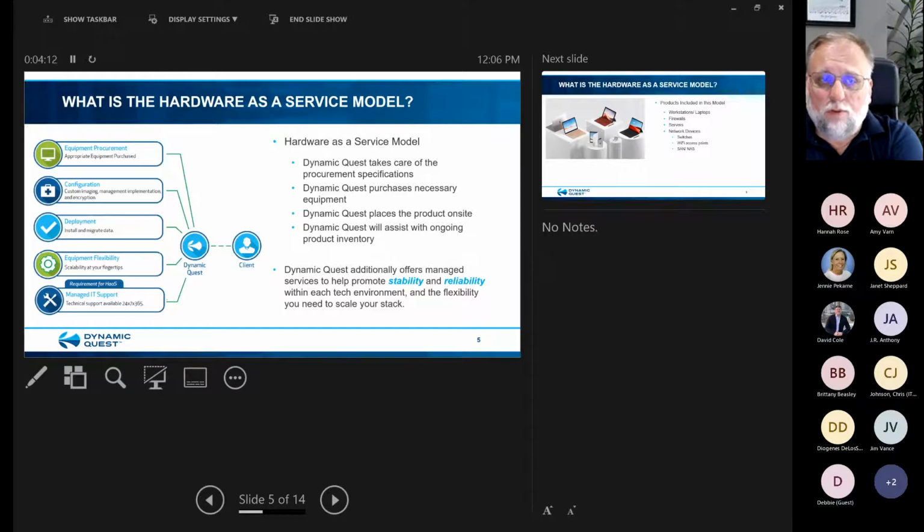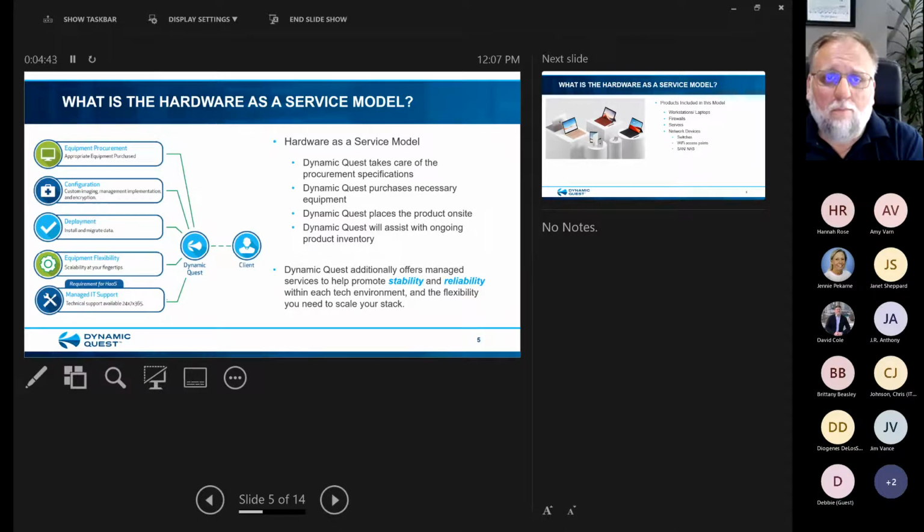Hardware as a service will typically include the procurement and help you design the best solution for your requirements, not only now, but 3 years from now, 4 years from now, 5 years from now, depending on the device. It also typically will include configuration, custom imaging, managing, implementing, and potentially even encrypting those devices as part of that model. So that's a huge benefit.